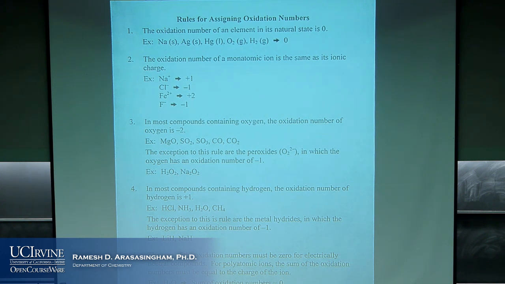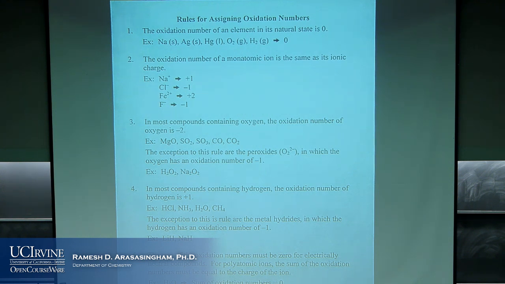The only exception are the peroxides. Now peroxides are pretty rare, all right? And a peroxide is O2 2-. So there are 2 oxygens, and overall it has a 2- charge. If there are 2 oxygens that have an overall 2- charge, what is the charge on each oxygen? -1, all right? That's why the exception to the rule are the peroxides, in which the oxidation number of oxygen is -1, okay?